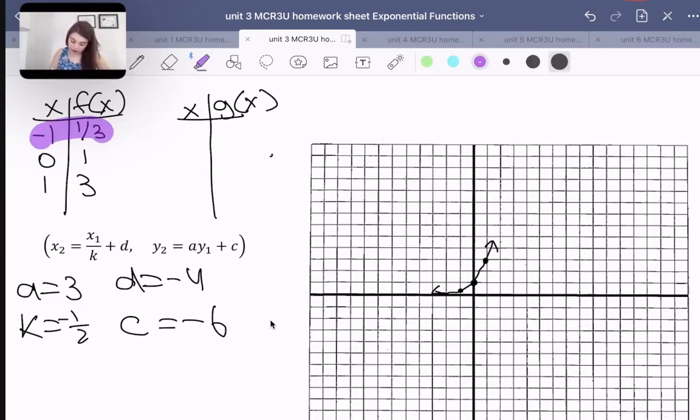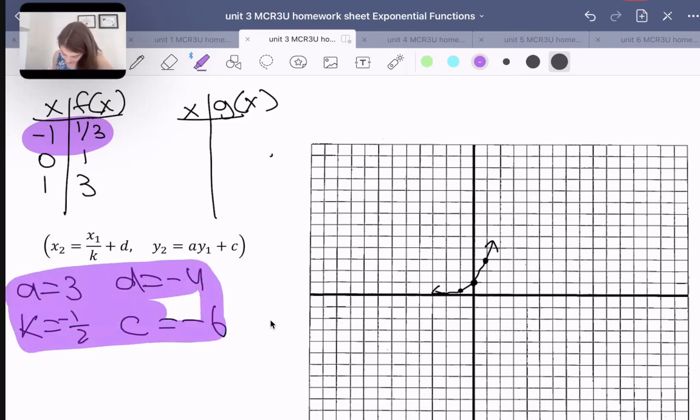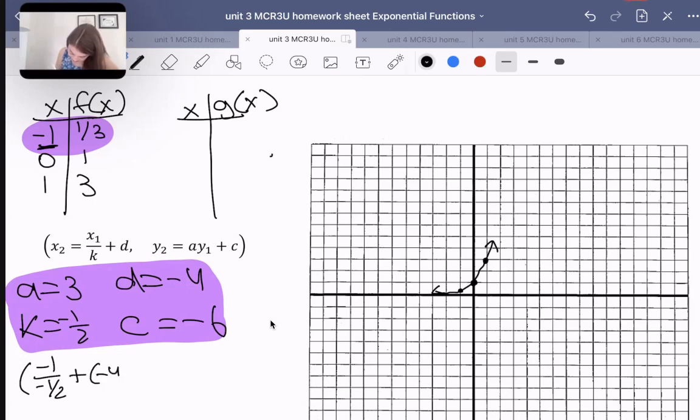So first I'm going to start with this point here, x equal to negative 1 and y equal to 1/3. And of course I'm going to use all 3 of these points to get my answer. Okay, so let's say x2 is equal to x1 over k plus d. Well, x1 is negative 1 over k, negative a half, plus d, so plus negative 4, comma, and then we have a y1 plus c, which is 3 times 1/3, minus 6.